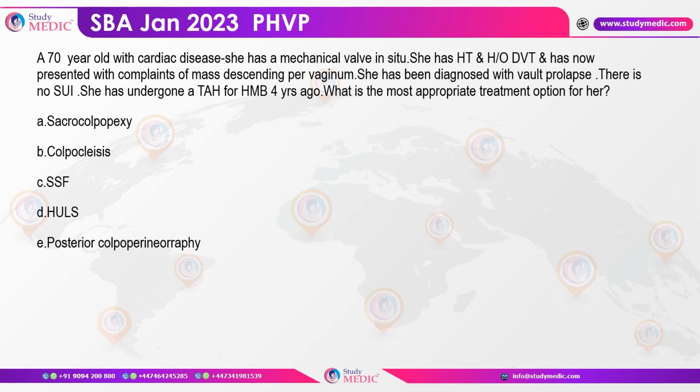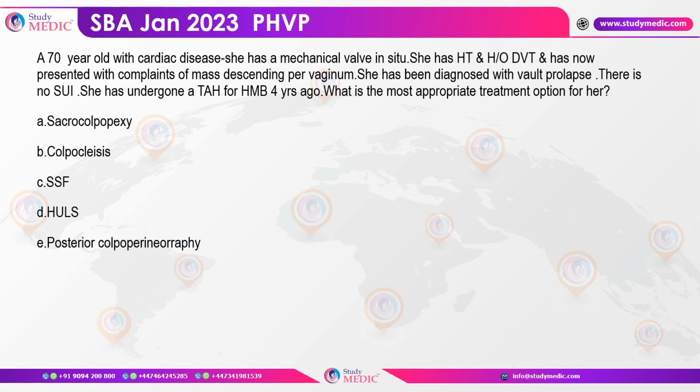Now you have an old woman, 70 years old, who has a lot of medical comorbidities and she complains of a mass that is descending up to her vagina. So she has been diagnosed as having a vault prolapse. No stress urinary incontinence. She has undergone a hysterectomy 4 years ago. What would be the treatment for her?